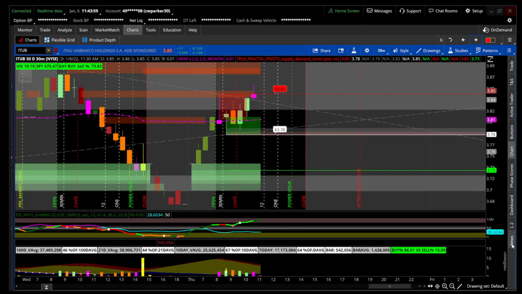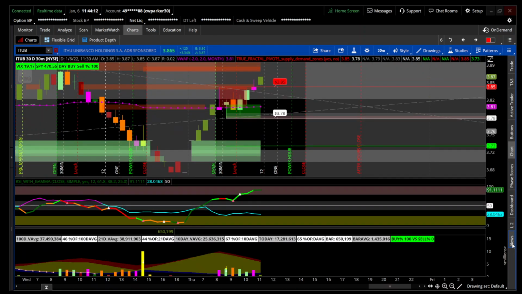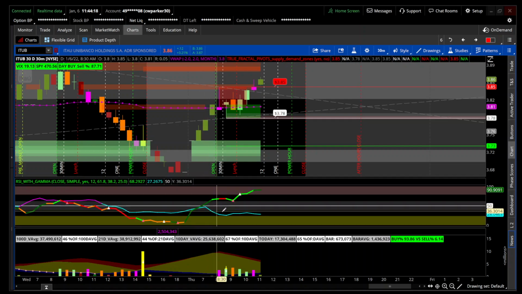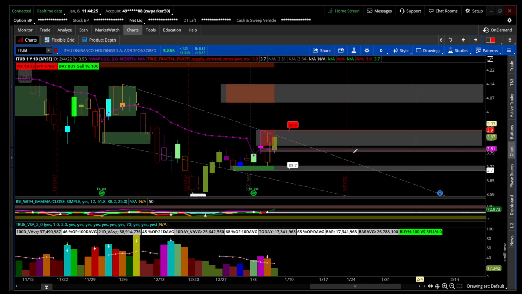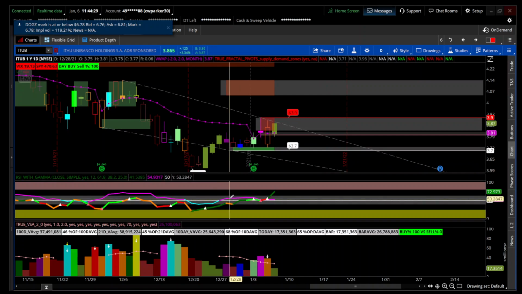So unless it has good news or something else, nope, it hasn't had any good news since December 10th, but it looks like it's a banking stock. So with interest rates rising, that's probably one of the reasons why it's going up. And also the RSI is going up and the gamma is going down to give you another indication of the direction of the price. So where is gamma? Gamma is still above 50.